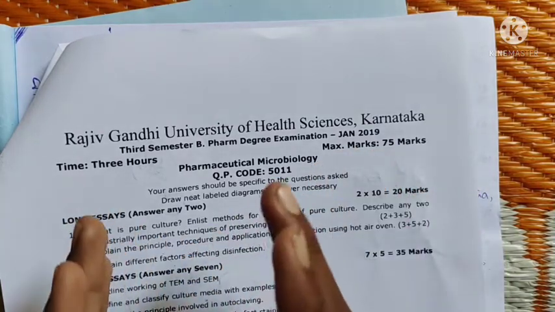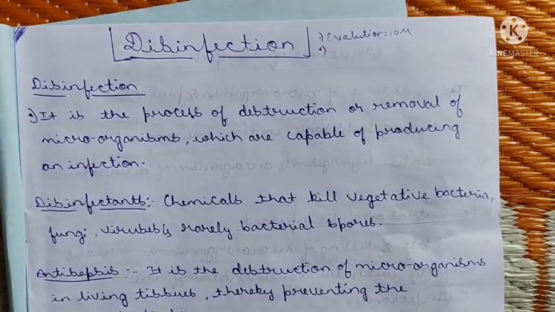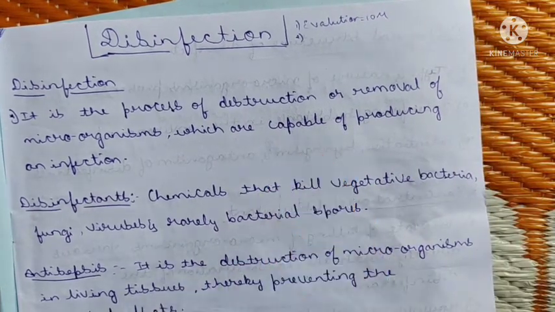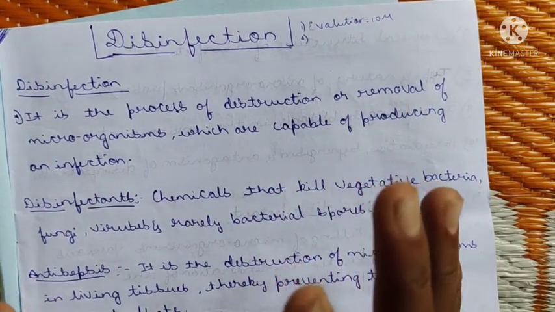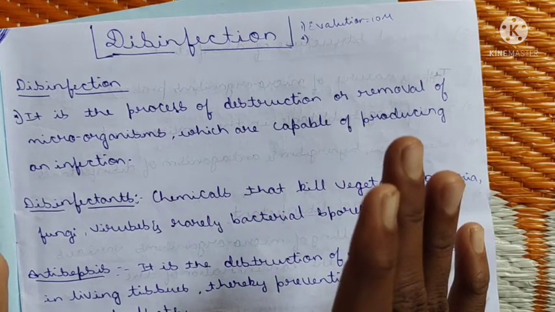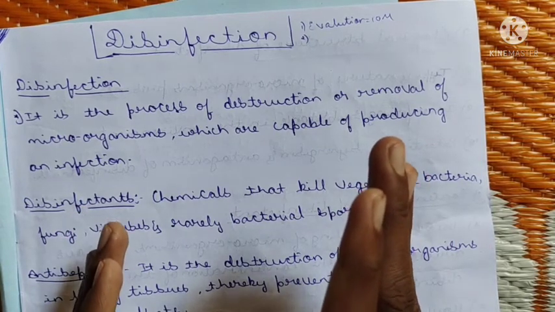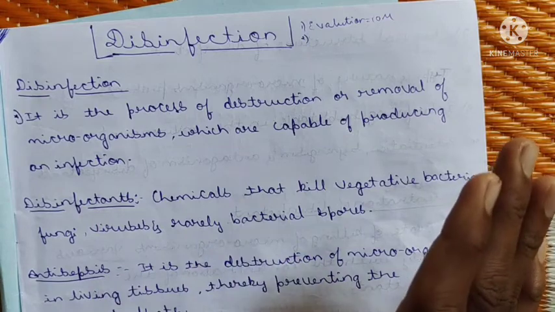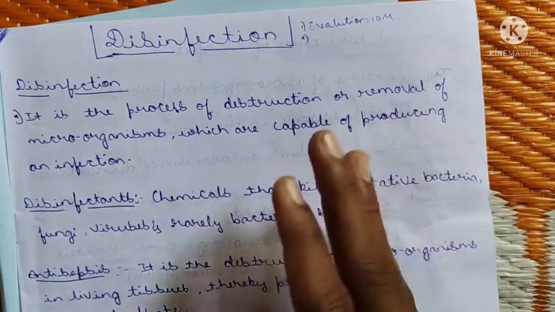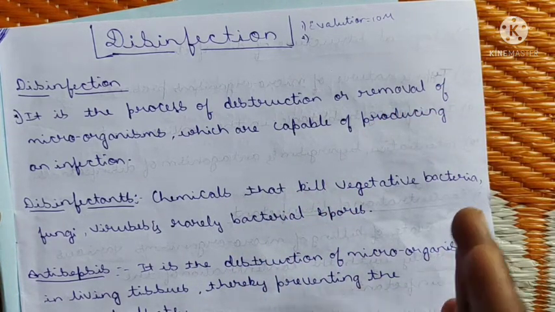Now the next question you are observing, different factors affecting disinfection. It comes under the chapter disinfection. First, let us discuss what disinfection is. Infection means attack of microorganisms. Dis means killing that attack of microorganisms or inhibiting it. It is known as disinfection. So it is a process of destruction or removal of microorganisms which are capable of producing infection. What we are doing means we are killing them.